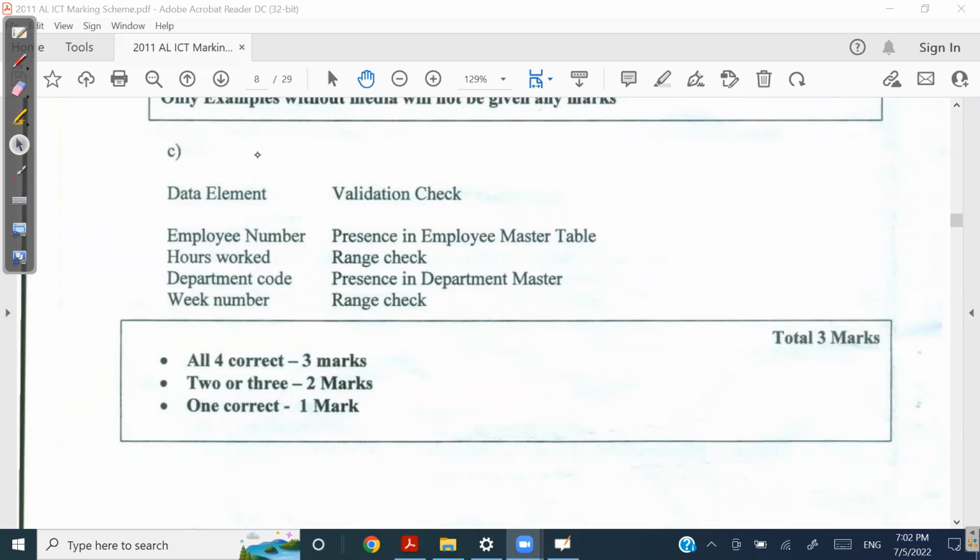Right, so employee number, they take it as presence in the employee master table. Hours worked is a range we are talking about, so it should be a range check. Department code must be there in the department master table, so presence in department master. The week number again can be taken as a range check, because with hours worked and week numbers there can be work hours, or maybe not. So the presence check is not suitable for that kind of thing.